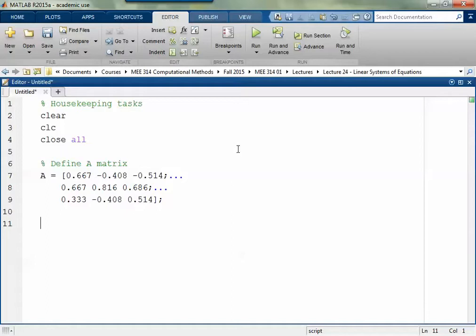And now I'm going to do my B vector. So define B vector. And my B vector needs to be a column vector like this. So what are my options to type that into MATLAB?